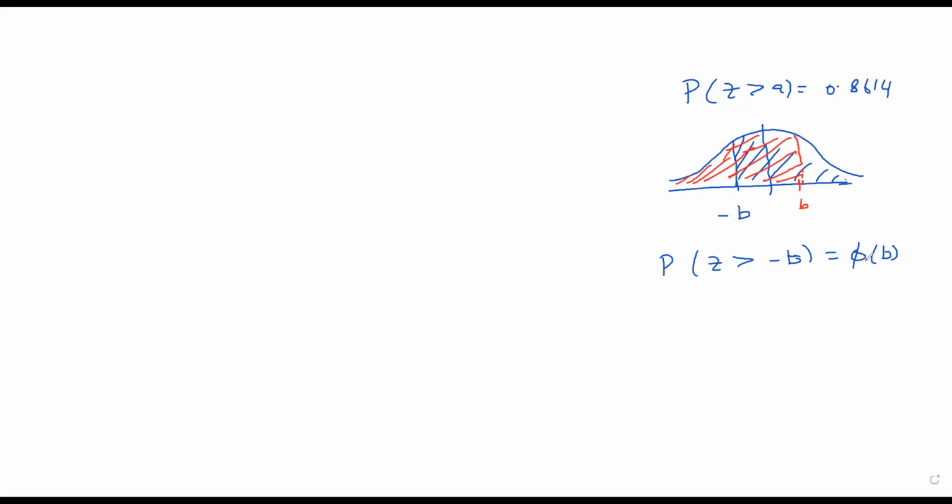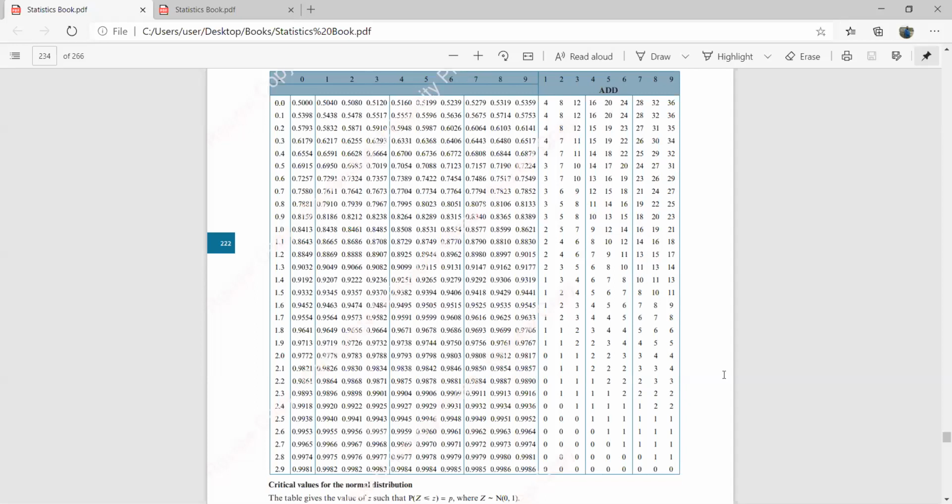I hope you remember this from your first class about finding probabilities from this table. So now this becomes phi of B, that is 0.8614, and your B is phi inverse of 0.8614. We'll find this from the table. Let's go back to the table. 0.8614, let's see where it is. Okay, this is the area.